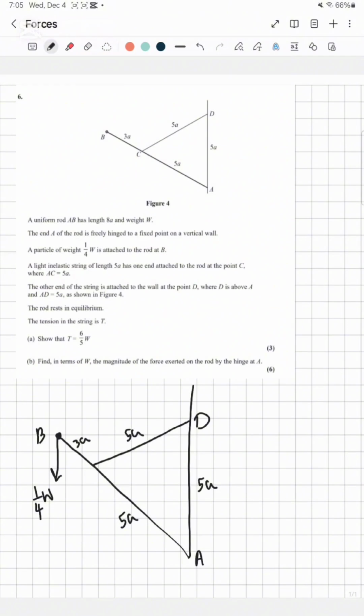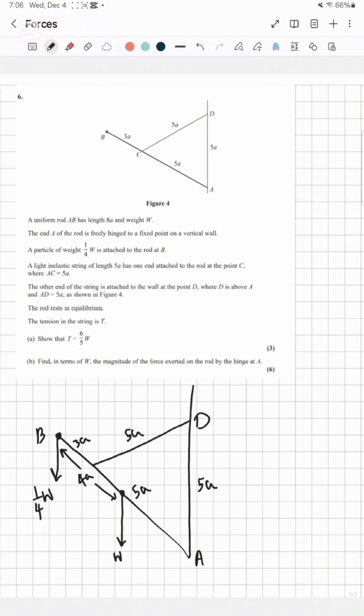Since it's uniform, it's perfectly balanced. That means its center of mass is right in the center. So its center of mass is here, and you can mark this as W. This distance would be 4A from here to here. It's exactly in the center because they say it's uniform.